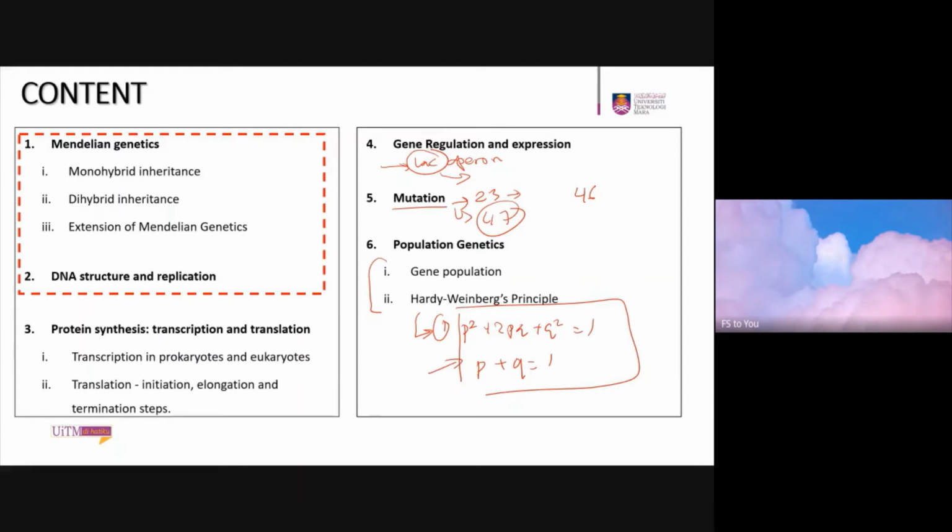Okay, so soalan kat sini nanti dia akan bagi macam satu situation. So dia suruh awak untuk determine, for example, frequency of dominant allele, frequency of recessive allele, frequency of homozygous dominant, frequency of heterozygous, frequency of homozygous recessive, ataupun berapa bilangan individu untuk certain phenotype or genotype. So daripada soalan tu awak boleh guna formula ni. Awak kena tahu macam mana nak guna formula ni, sebab soalan yang akan keluar untuk part ni tak sama. You cannot hafal, you have to understand.